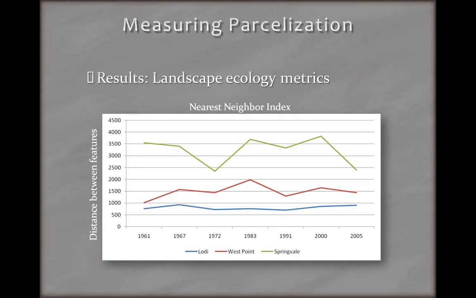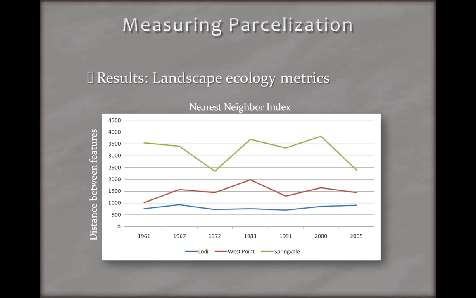And so if we apply that to our parcel layers over time, we see sort of the reverse trend happen, where Lodi had the most parcels, but the nearest neighbor index shows that most of the parcels were very clustered and close together. The town of Springvale had very few parcels, and they were all really scattered about. They didn't have much parcelization growth, but all their parcels were very dispersed. A dispersed pattern is really considered a more fragmented pattern because it perforates the surrounding open landscape, and then West Point in the middle there.